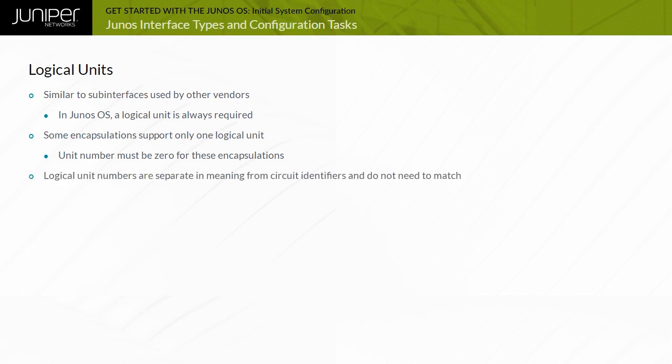The unit number and the circuit identifier are different in meaning. The circuit identifier identifies the logical tunnel or circuit, whereas the unit is used to identify a logical partition of the physical interface. Although not required, it is generally considered best practice to keep the unit number and circuit identifier the same. This practice can greatly aid in troubleshooting when you have many logical circuits.